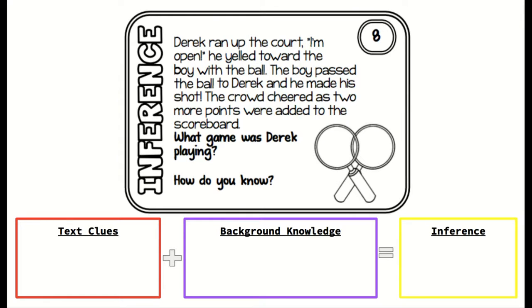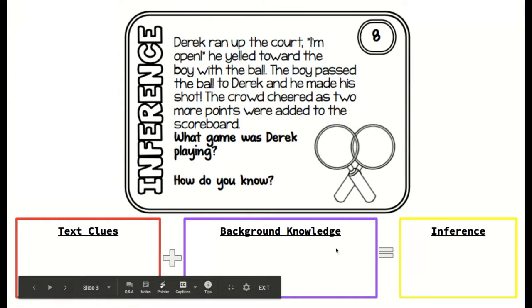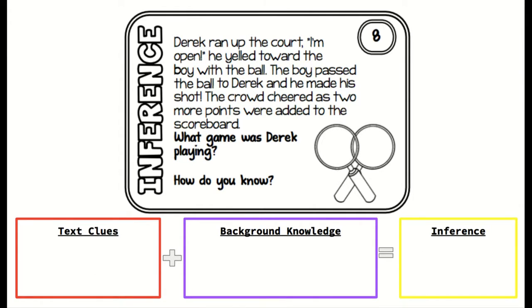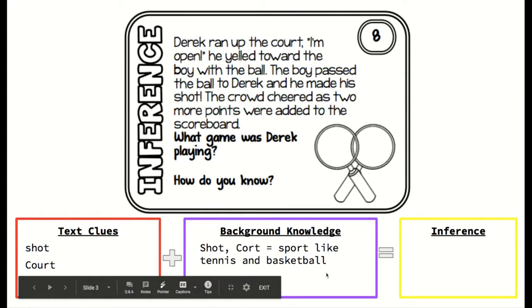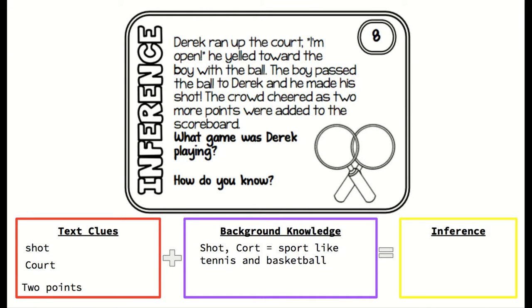So when I read this, I'm going to take my equation down here and put it together in order to figure out what game Derek was playing. Some text clues that stuck out to me were the words shot, court, and 2 points. Now, I know when I hear shot and court, it makes me think of a sport like tennis and basketball. Because you don't swim in a court, you don't play soccer on a court. Those words are only used when you're playing tennis or basketball.